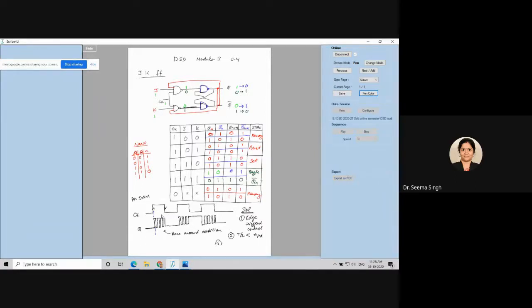So this is one more solution. And third and most common solution is master slave JK flip flop. Master slave JK flip flop. You all please note that master slave JK flip flop behaves as a negative edge triggered flip flop only. Okay, please make a note of this point, that master slave JK flip flop is nothing but it behaves as a negative edge triggered flip flop.